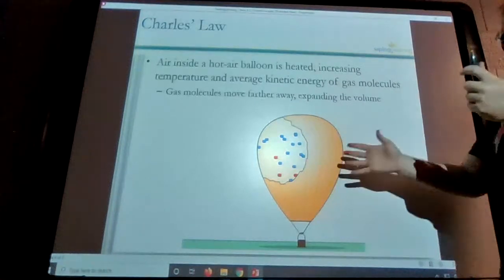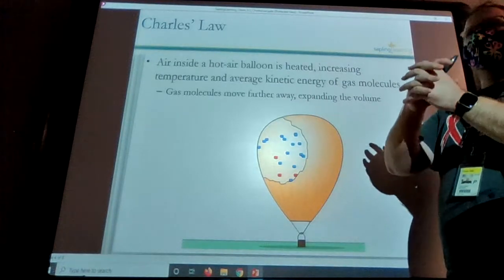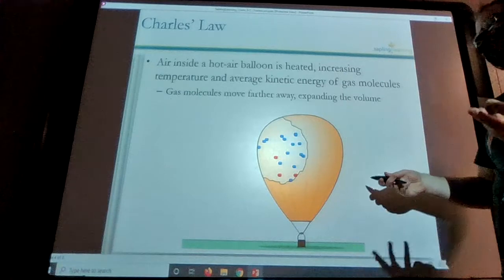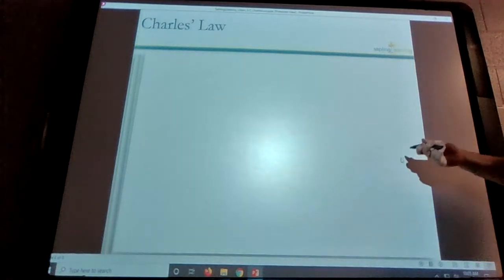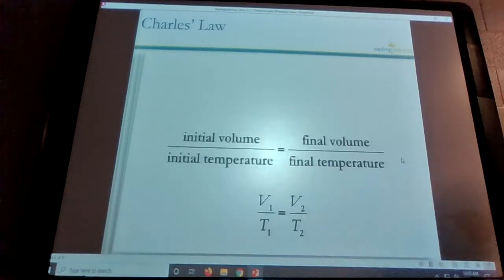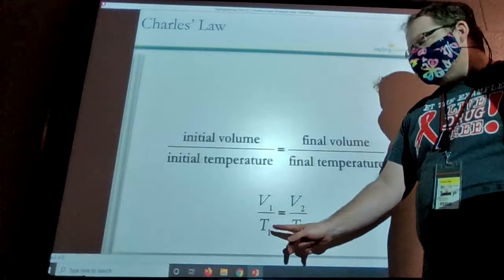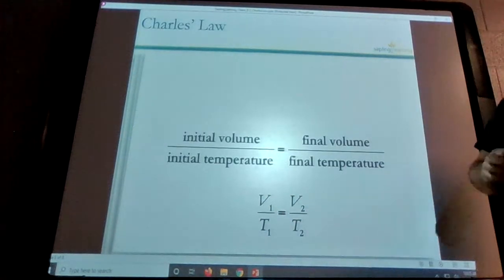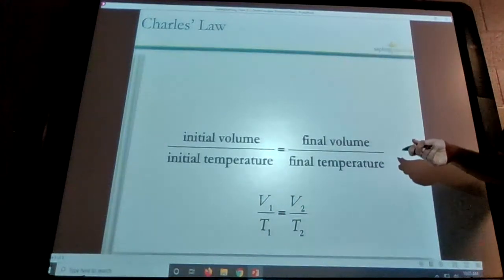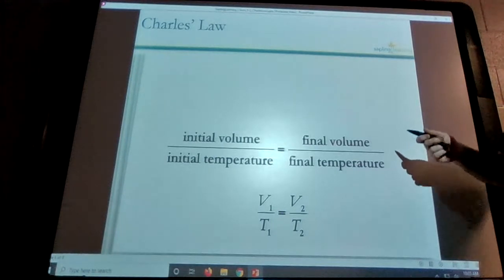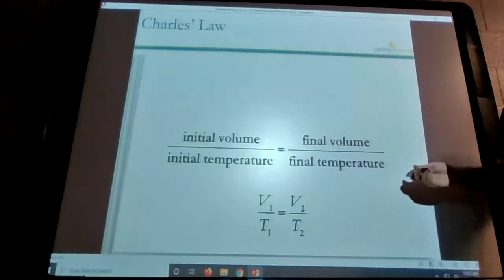You have to have some sort of container that's able to expand. If you don't have a container that's able to expand, this example is not going to work. So here's our formula. V1 over T1 is equal to V2 over T2. We're working with essentially the same formula as yesterday, but instead of pressure, we have volumes on top, volume 1 and volume 2.